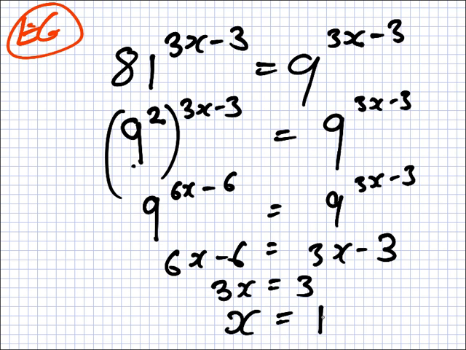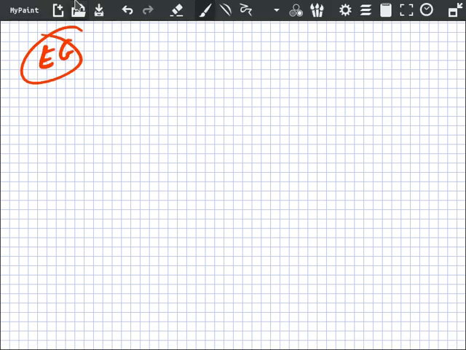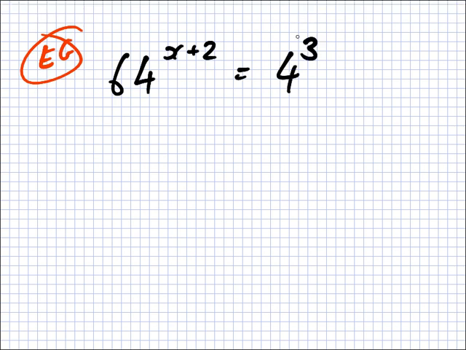Let me give you one to try, make sure you got it. Here's one that's not so difficult. Well, I don't think it's too bad. 64 power x plus 2 equals 4 cubed. Try that.